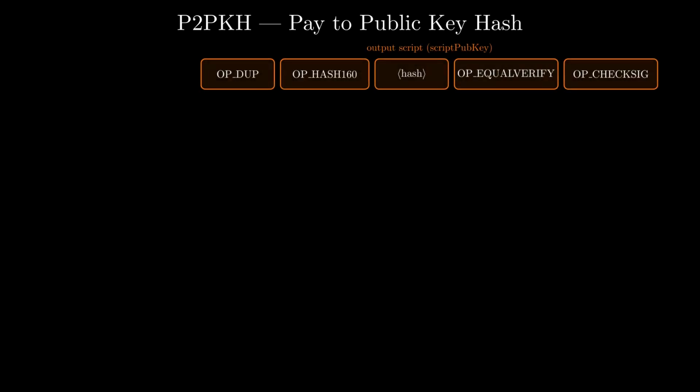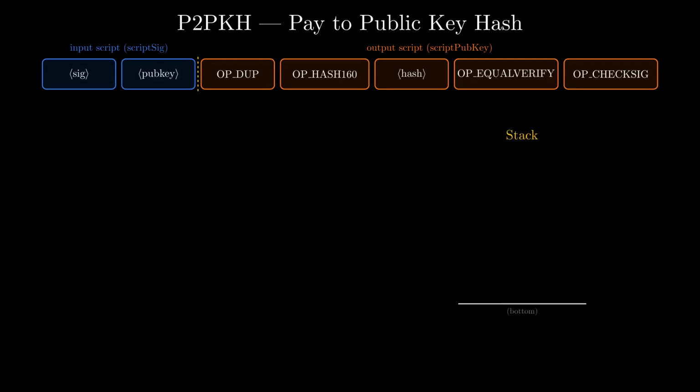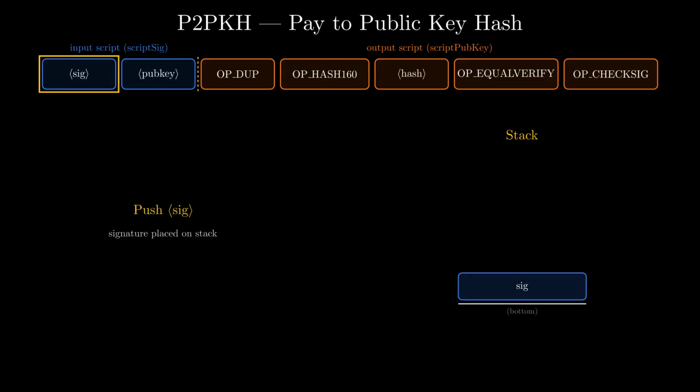This gives us P2PKH, pay to public key hash. The output script has 5 pieces: OP_DUP, OP_HASH160, the 20-byte commitment, OP_EQUALVERIFY, OP_CHECKSIG. The input script has 2, the signature, and the full public key. Let's execute. Push signature. Stack has sig, push pub key. Stack has sig, pub key.